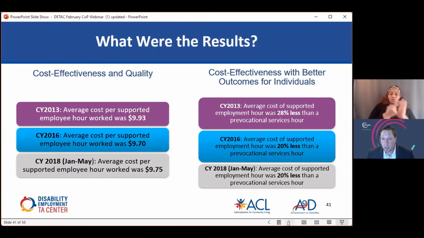When we compared it to pre-vocational services in 2013, it was about 28% less than what we were paying on average for pre-vocational service hours. And in 2016 and 2018, it was still proving to be extremely cost effective at 20% less than what we would be paying for pre-vocational services. As Dr. Mills spoke to, as a managed care organization, we are really focused on not only quality but cost effectiveness. This model is showing that we're able to do both: be cost effective and deliver really high quality outcomes for individuals looking for employment opportunities in their life.